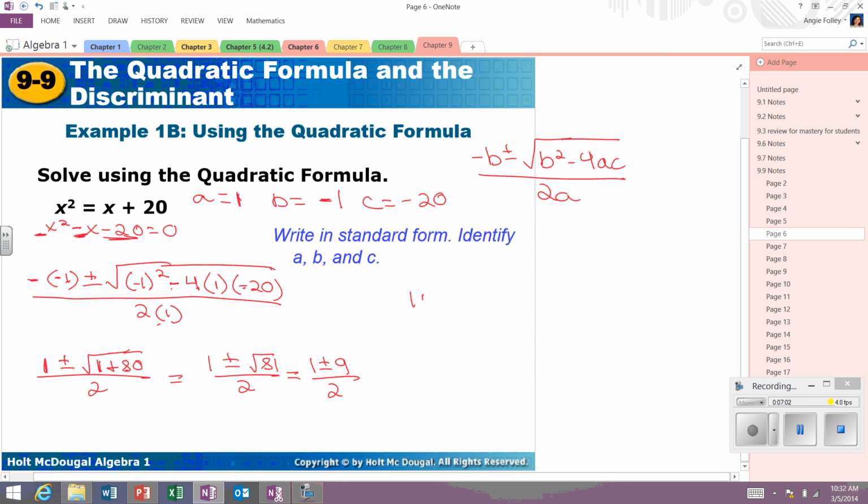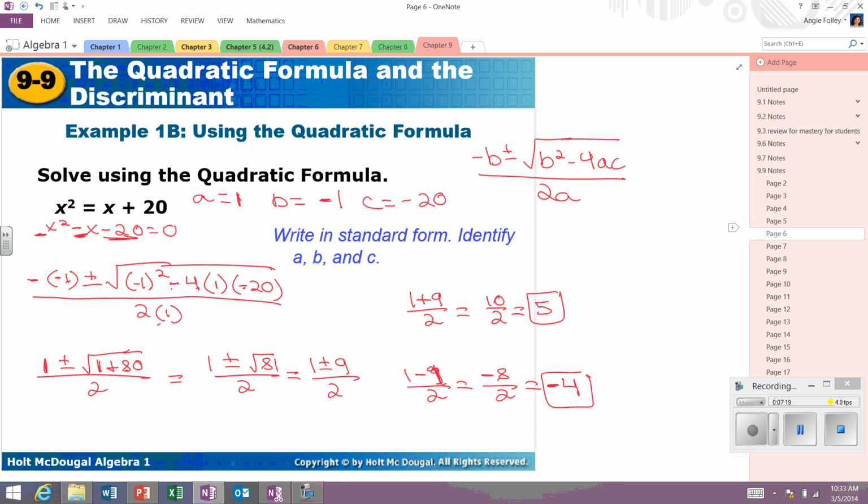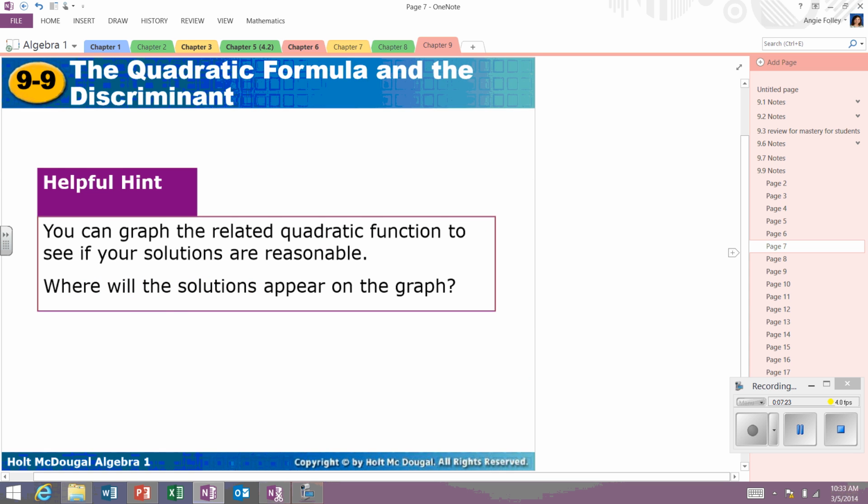So 1 plus 9 over 2 is equal to 10 over 2, which equals 5. And then I have 1 minus 9 over 2, which is negative 8 over 2, and I get a negative 4. You have to be careful how you plug things in. This is where people make mistakes, you guys, when they plug the A's and the B's and everything in.